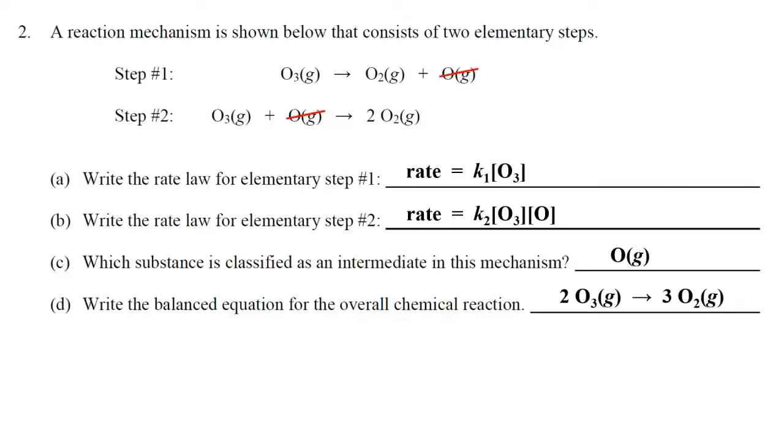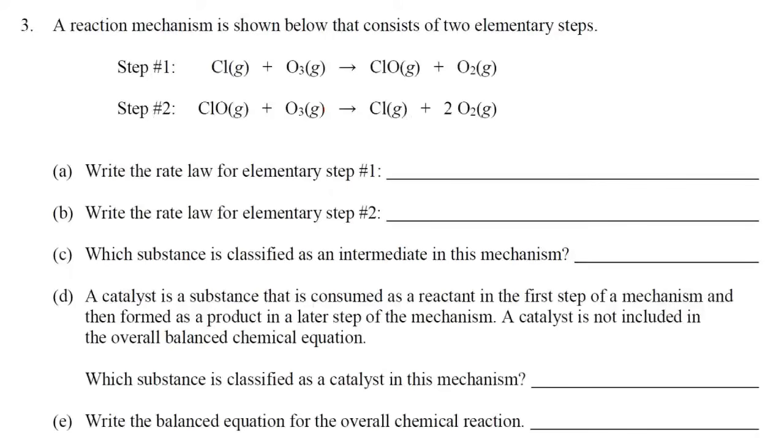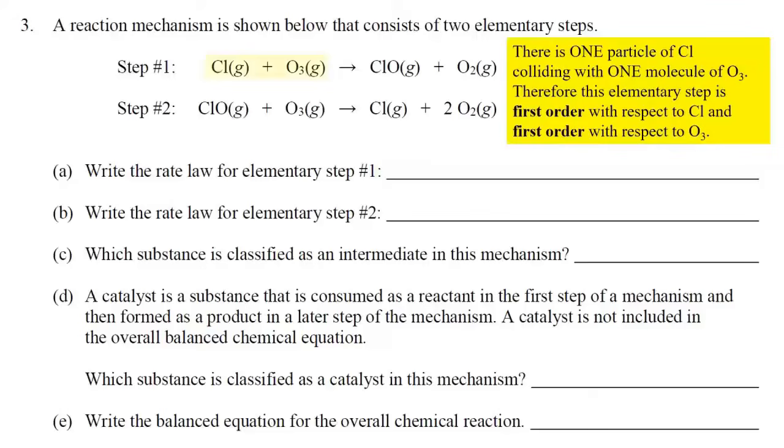All right, let's move on to number 3. Now we have a different reaction mechanism. So again, we have 2 elementary steps. The rate law for step 1, because I see 1 particle of Cl colliding with 1 molecule of O3, would be first order with respect to Cl and first order with respect to O3.